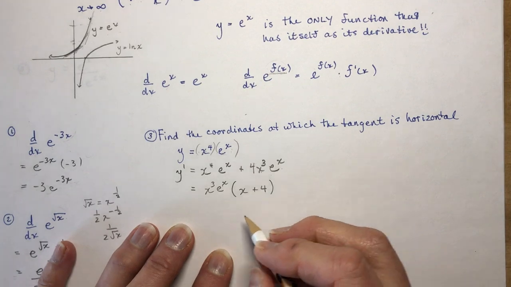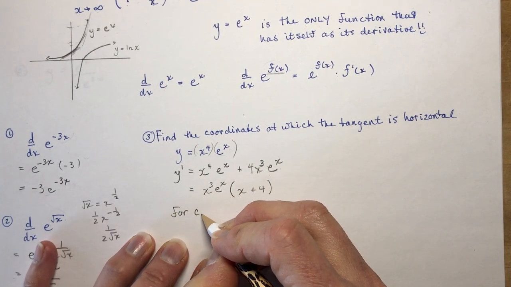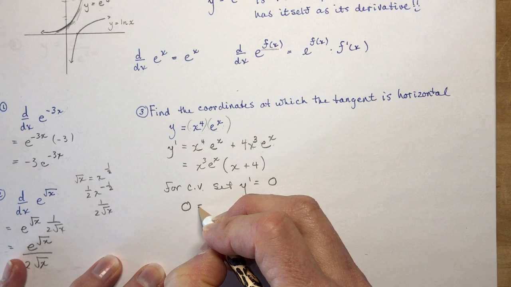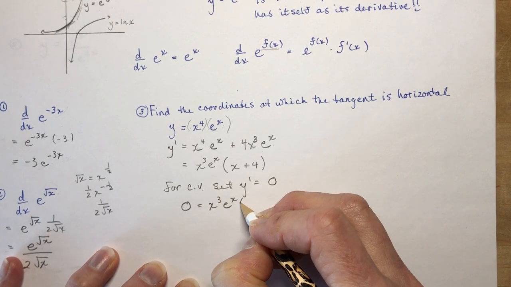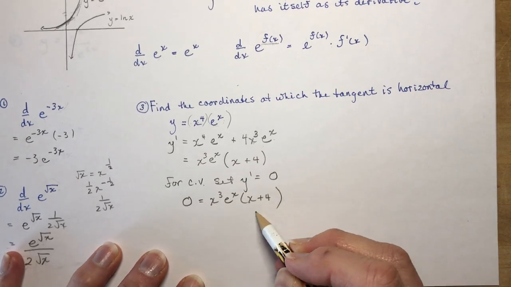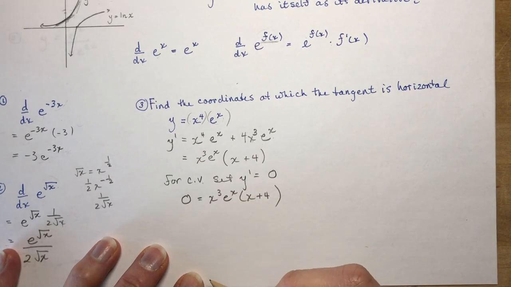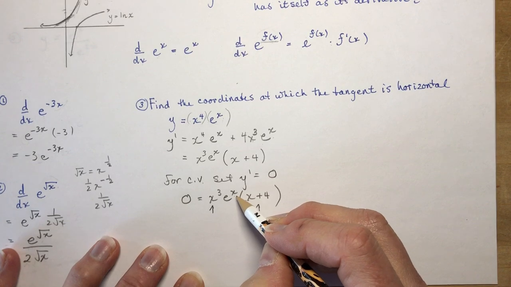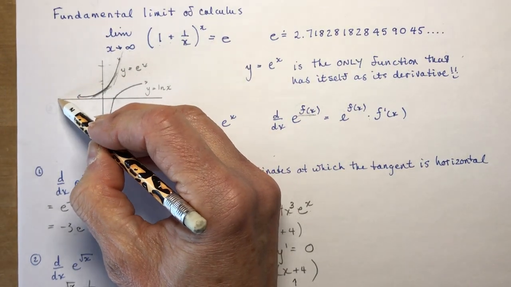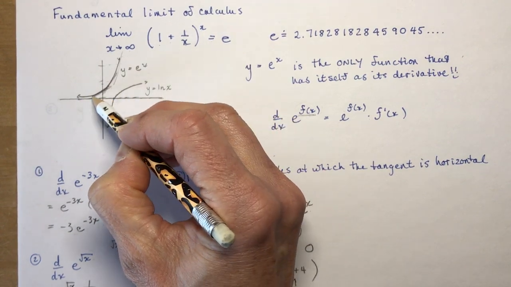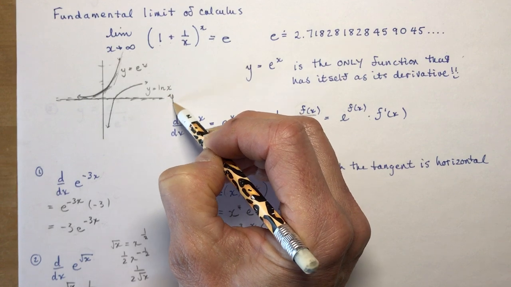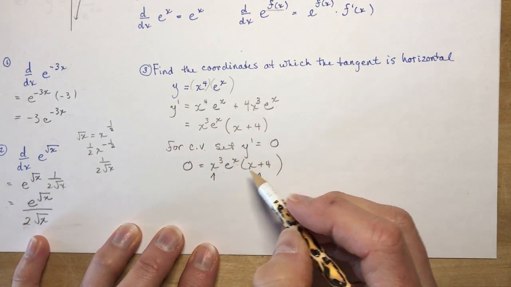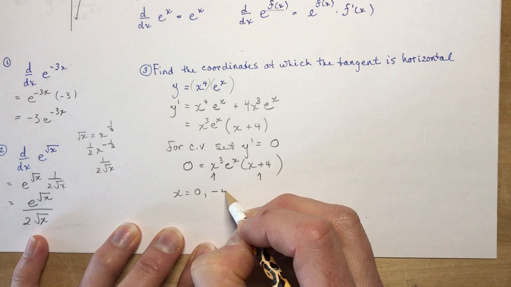Okay, so for critical values, we're going to set y prime equal to 0. So I get 0 equals x cubed e to the x times x plus 4. So you can see from here, there's only two ways that I can make this 0. And that is if this is 0 and if this in my brackets is 0. Because e to the x is never 0, take a look at our diagram of it here. It has a horizontal asymptote, right, as do all other exponential functions. So I had the asymptote y equals 0, so this is never going to be 0. So that means that x would be either equal to 0 or minus 4.